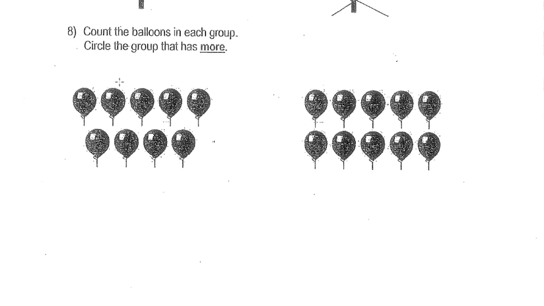Number 8. Count the balloons in each group. Here's a group and here's another group. Circle the group that has more. So first you're going to count how many you have here in this group, and then you're going to count how many you have here in this group, and then you're going to circle to show which group has more.